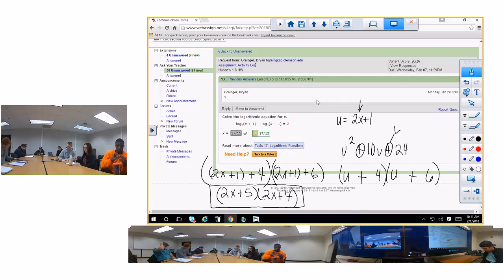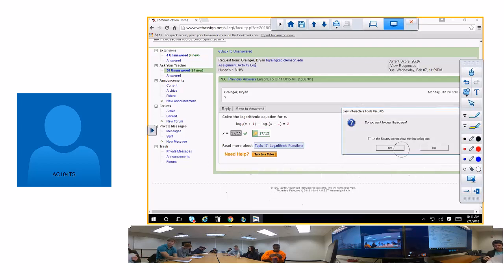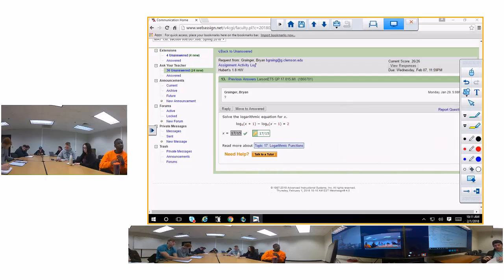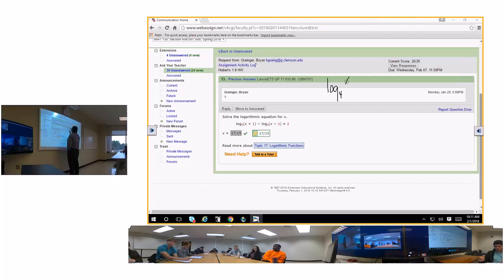For those of you that can't see it, it's log base 4 of x plus 1. I'll write it up here. Log base 4 of x plus 1 minus log base 4 of x minus 1, and that's equal to what? 2.